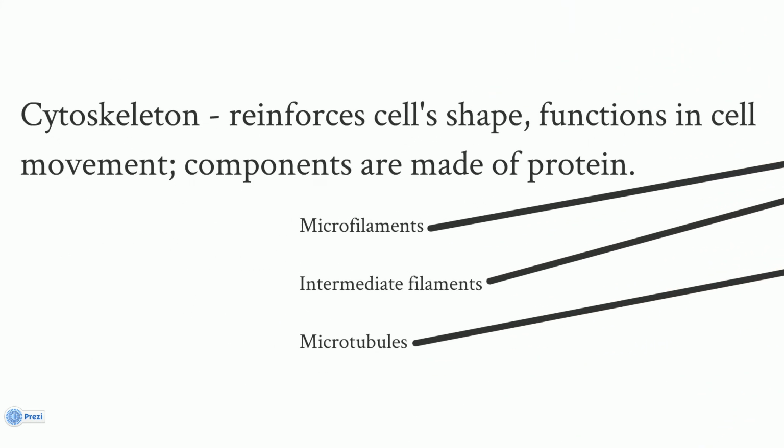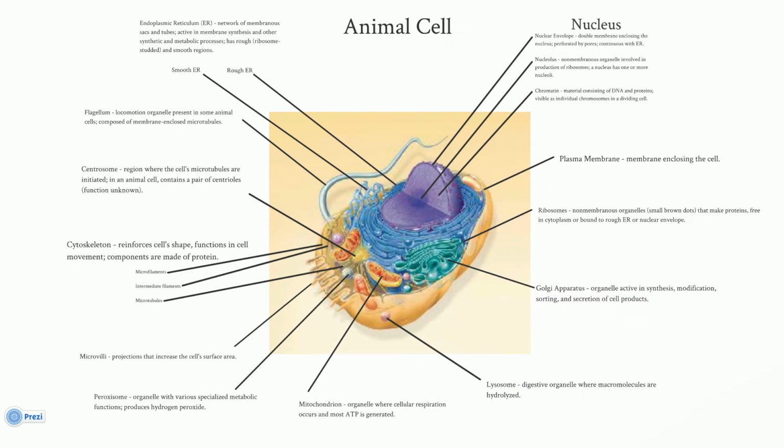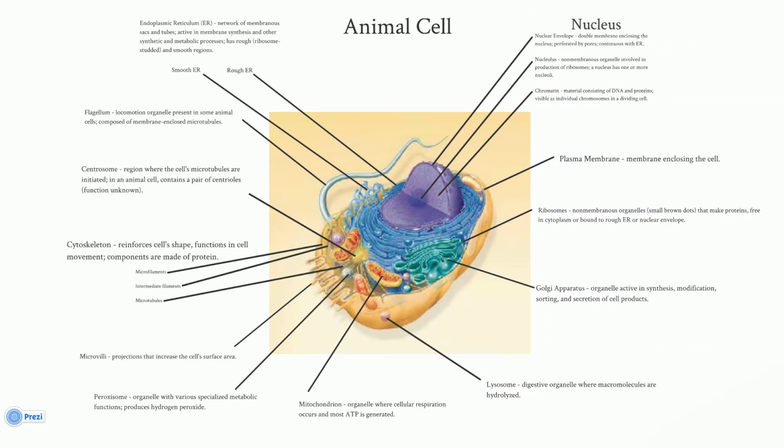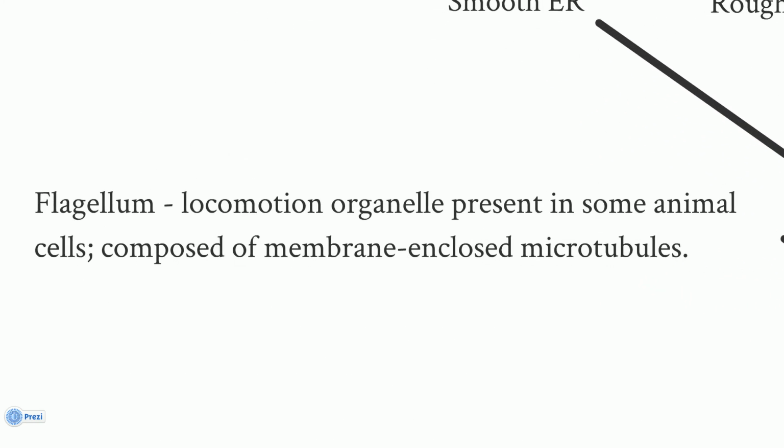Then the cytoskeleton is what reinforces the cell's shape, functions in cell movement, and its components are made up of protein. The cytoskeleton consists of the microfilaments, the intermediate filaments, and the microtubules. The centrosome is the region where the cell's microtubules are initiated in an animal cell. This contains a pair of centrioles. The flagellum is the locomotion organelle present in some animal cells, composed of membrane-enclosed microtubules.